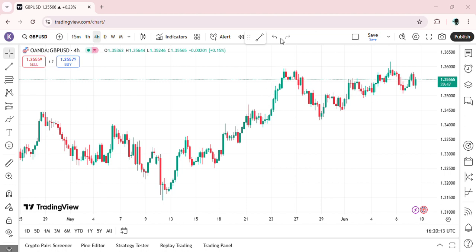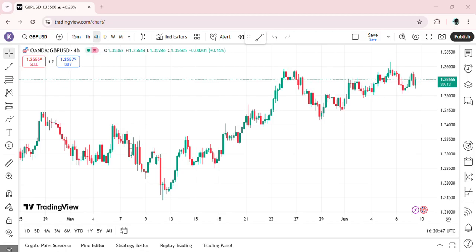Like in this case, I just pick a trend line and see, and if I draw the trend line over here, I just draw it, right? By drawing it, it's now showing me that the market is going down, right? I have identified the market trend, the market direction.